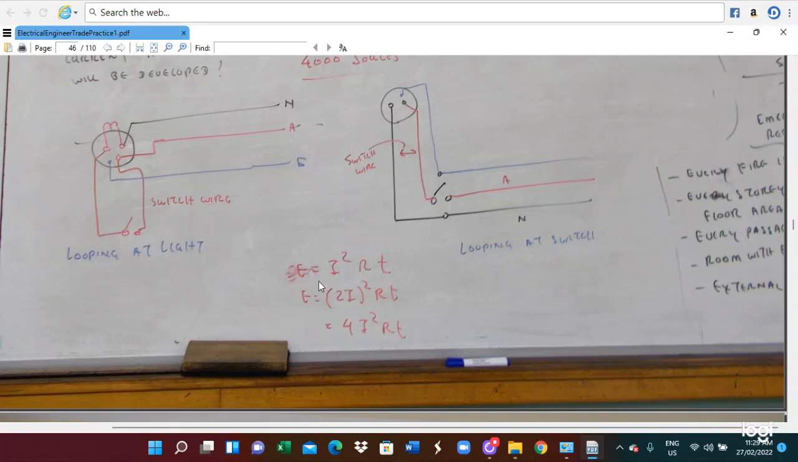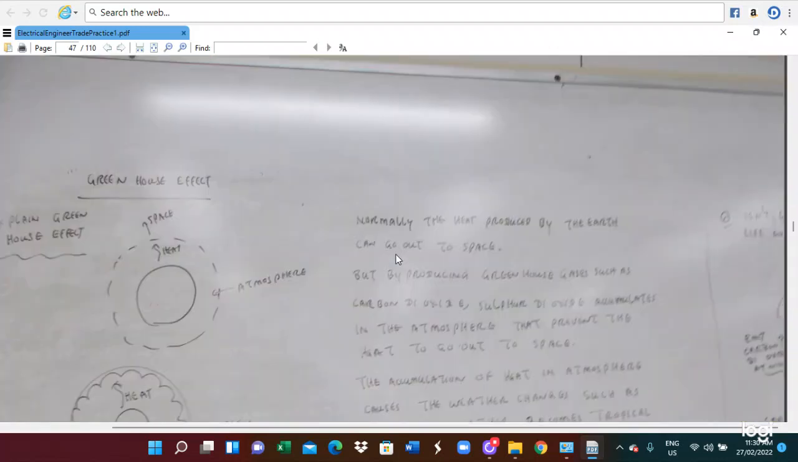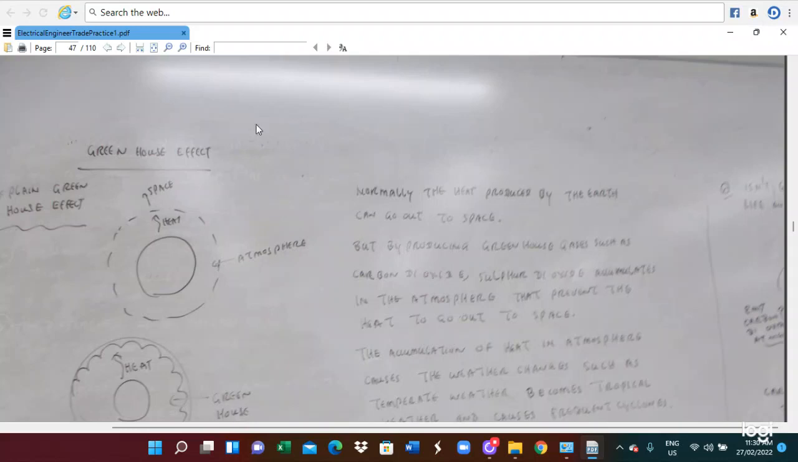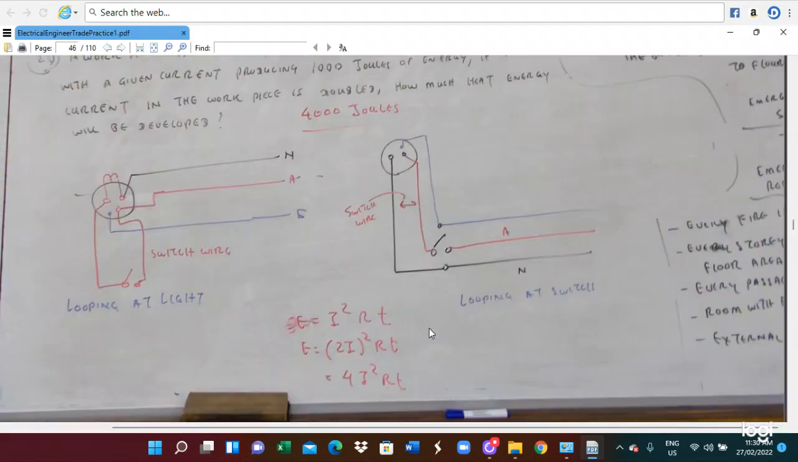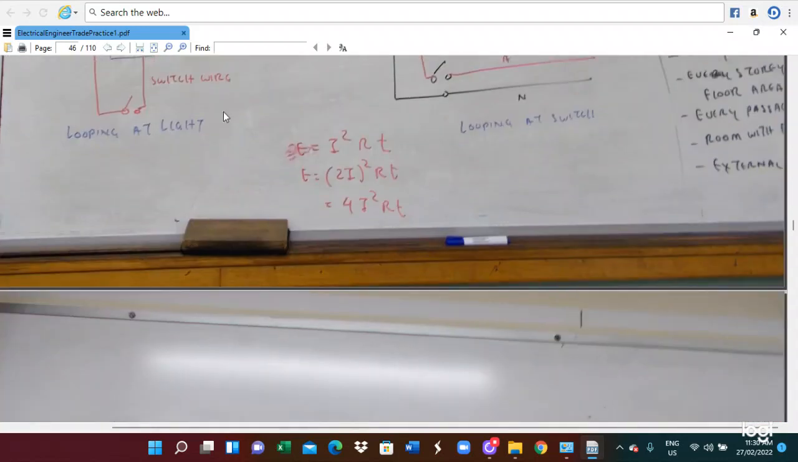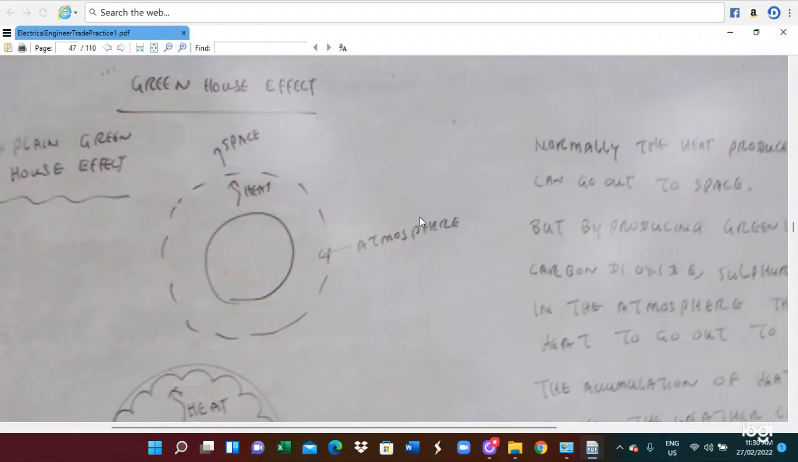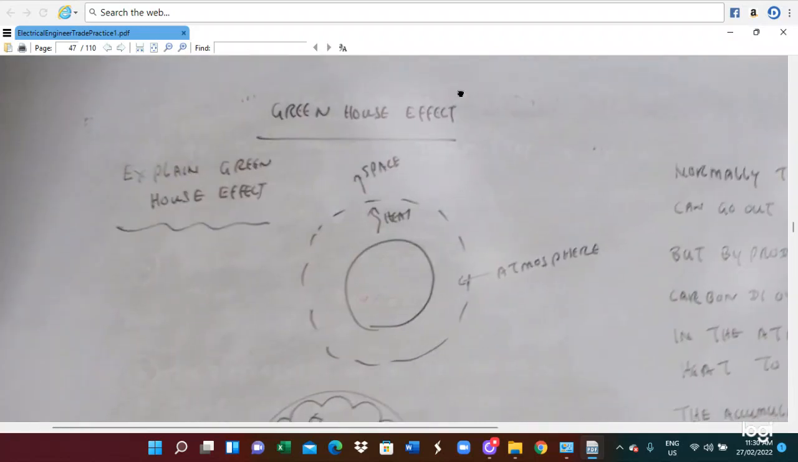Energy is equal to I squared R T, where I is current, R is resistance, and T is time. When you double the current, the energy will be 4 times. So this is the higher trick that I was talking about: the configuration of the electrical circuit and also the properties of the switch and the thermostat.